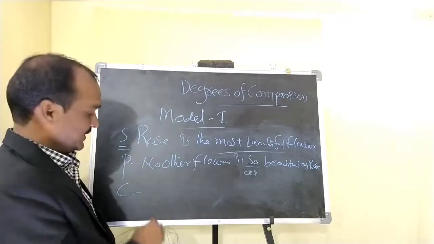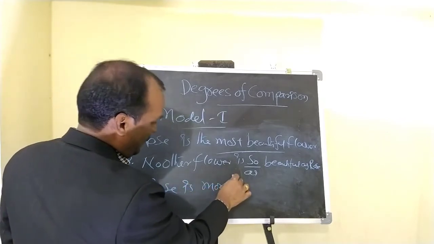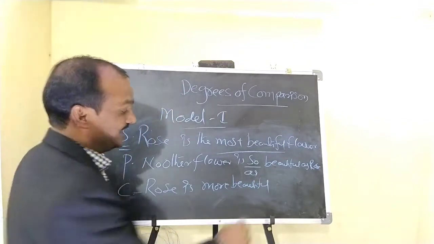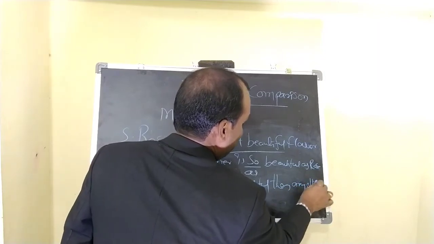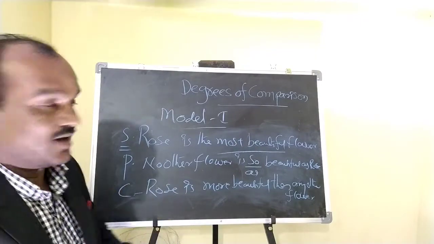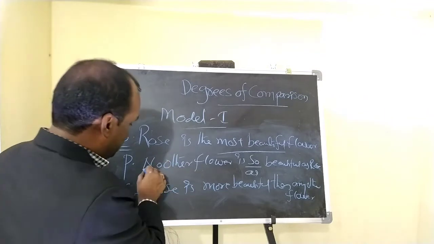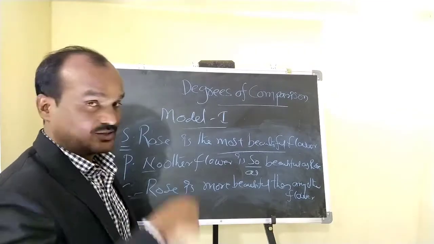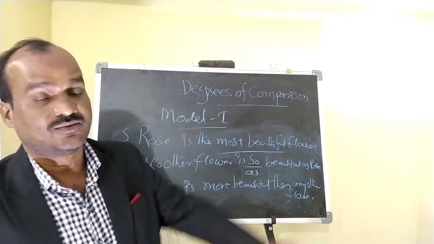And comparative degree: rose is more beautiful than any other flower. You see here, I hope you understood. So how to change in model 1, if a sentence is given in superlative degree. And if the sentence is given like this, no other flower is so beautiful as the rose, and you are asked to change it into superlative degree, its superlative form would be: rose is the most beautiful flower in the world.